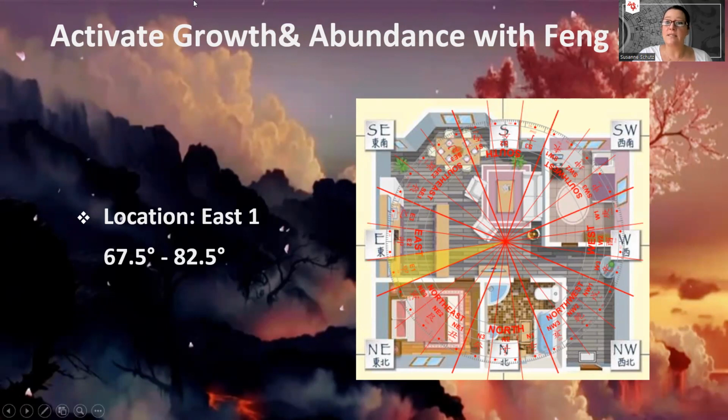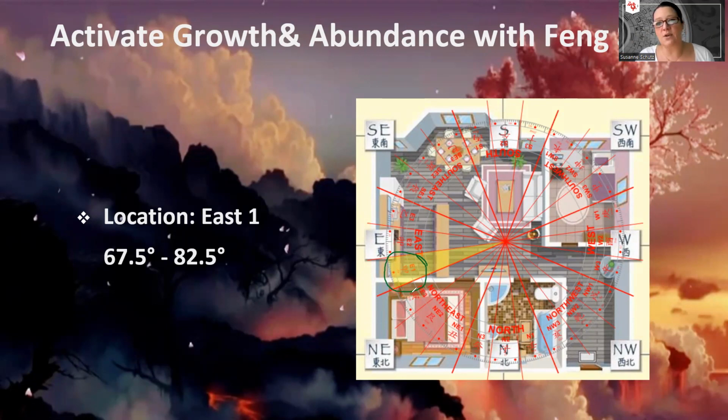And as you can see here on the screen, you will get a pie slice like this. Now, we always activate in the widest area of the pie slice, not close towards the center, always in the widest area. And it has to be inside your home. So if you happen to have a balcony outside, don't put the water activation on the balcony. It has to be inside the home or inside the office.